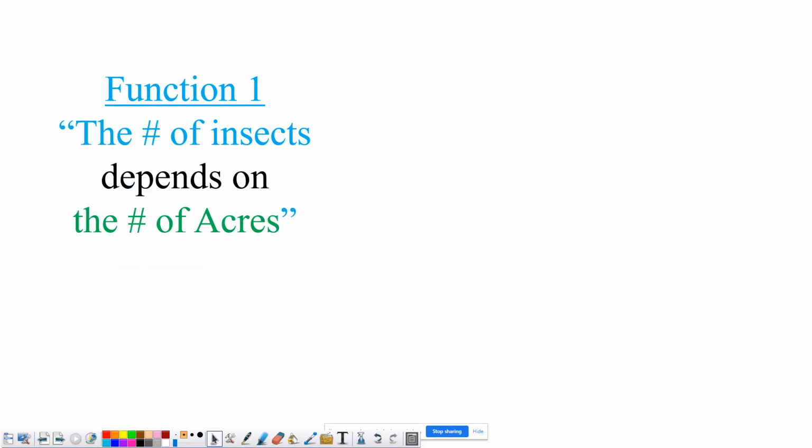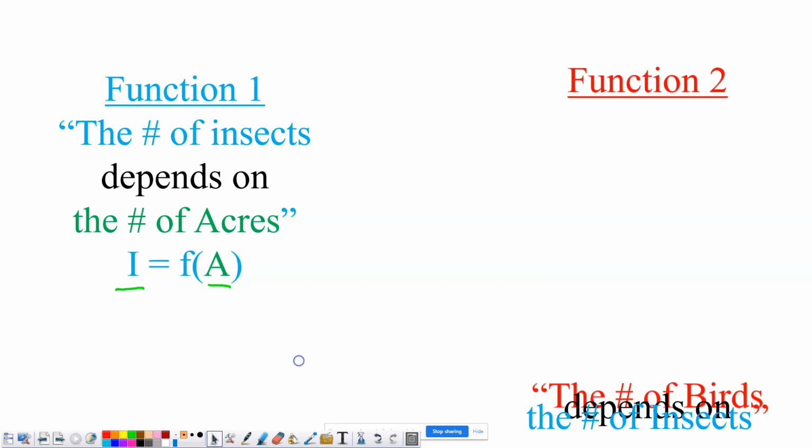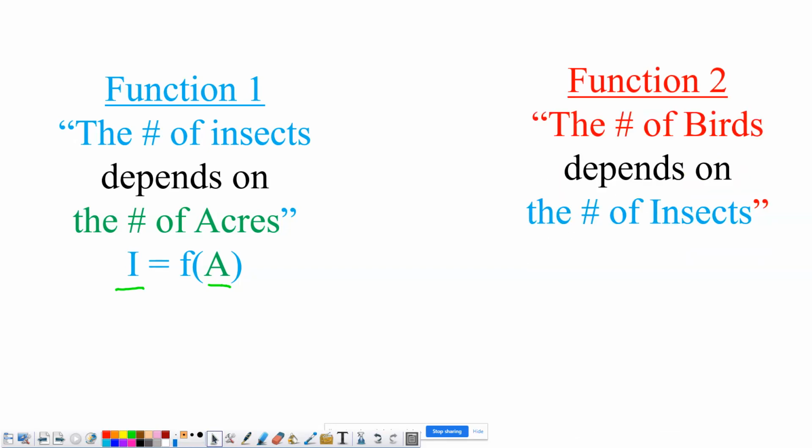So let's go back to our little story problem about the birds, the insects, and the acres for a second. The number of insects depends on the number of acres. So that's I equals F of A. Now this time I'm writing it a little bit differently than I did last time, using F instead of I of A. Next we have function 2. The number of birds depends on the number of insects. That is, B is a function of I.